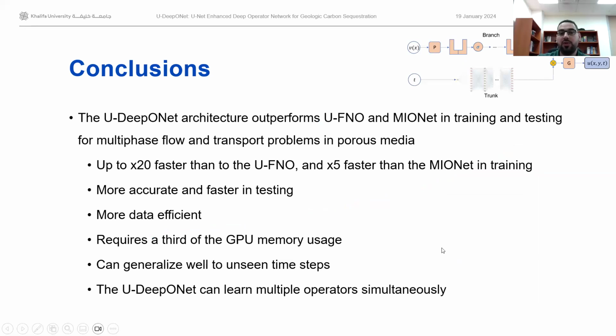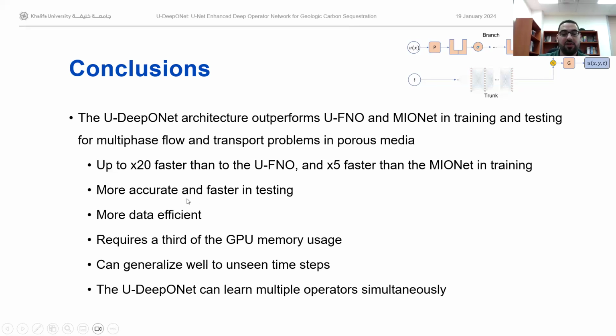So to conclude, the U-DeepONet architecture outperforms the UFNO and the MIONet in training and testing for multi-phase flow problems and transport in porous media. It's up to 20 times faster than the UFNO, more than 5 times faster than the MIONet, although it's running on a much faster GPU, but we couldn't replicate the results because the code is not available. It's more accurate and faster in testing.